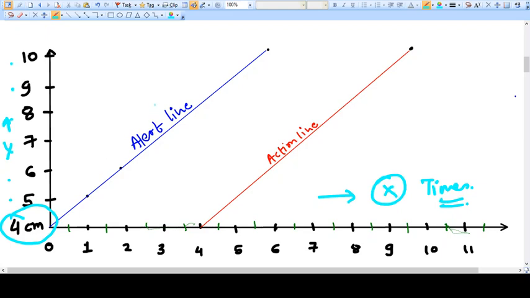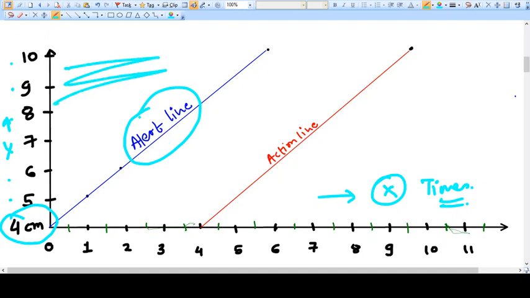So as WHO told you, the minimum requirement is 1 centimeter per hour. So this alert line you are seeing is based on that very foundation, that the labor is progressing by 1 centimeter per hour. You can see here it was 4 centimeter, in 1 hour it becomes 5, in 2 hours it becomes 6, in 3 hours it becomes 7. Okay, so dilatation is increasing by 1 centimeter per hour.